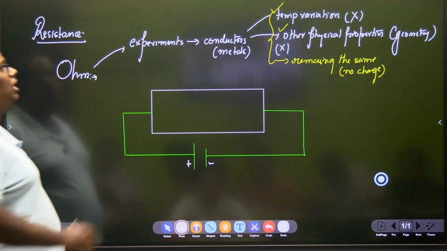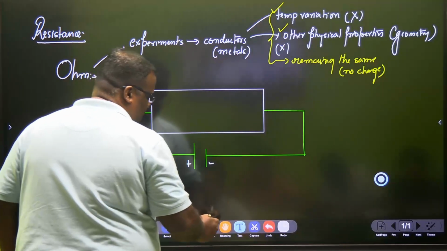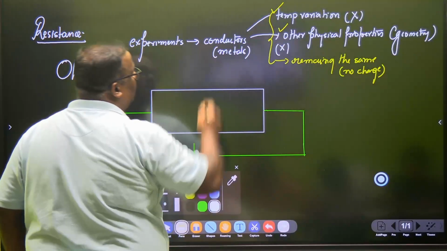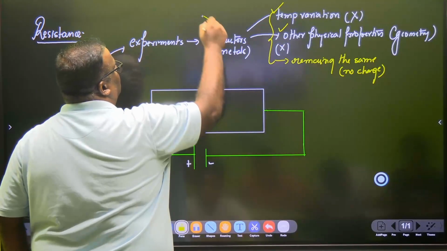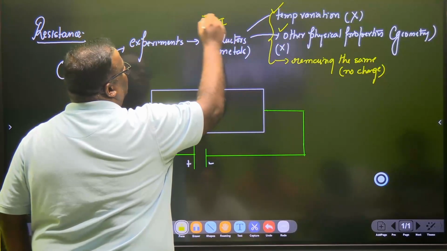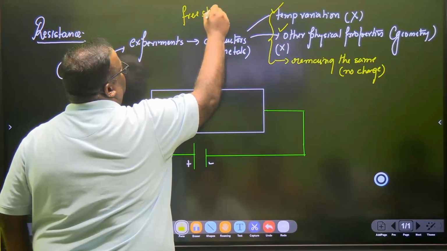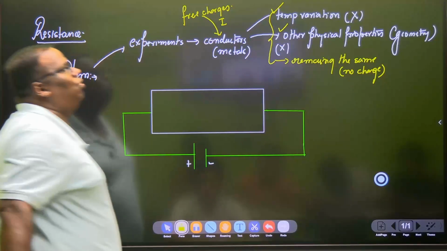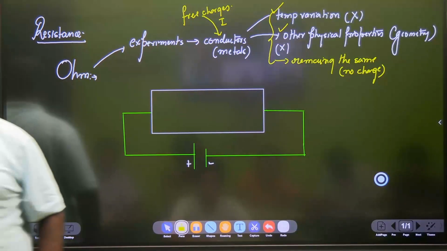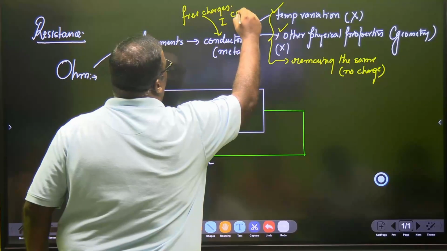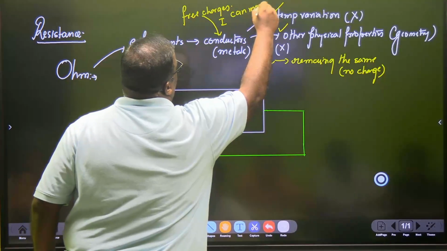We are talking about conductors. Our chapter is about current, which we have already discussed. If you talk about current flowing in a conductor, you are actually talking about free charges. A current can flow only when there are free charges, right? Free charges are the ones which can move. Get your concept correct.